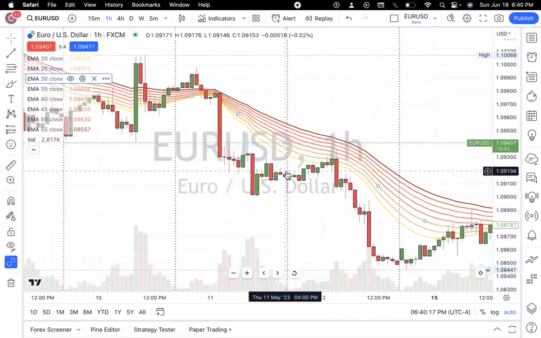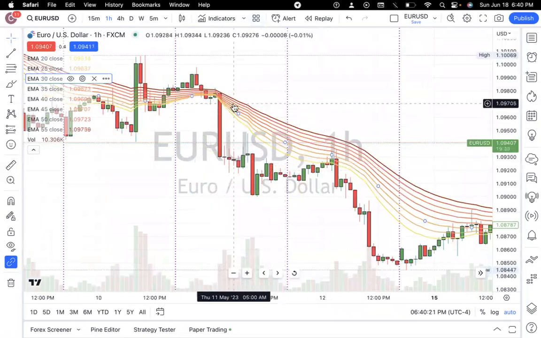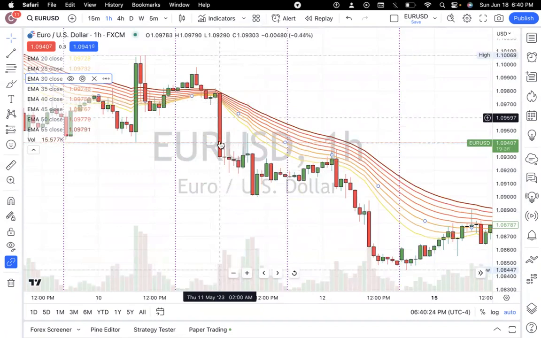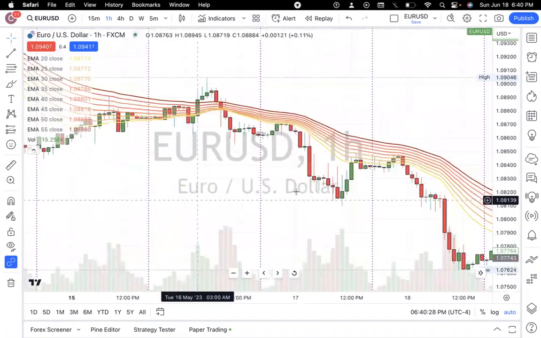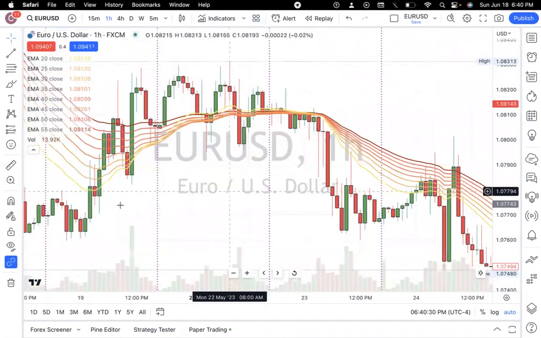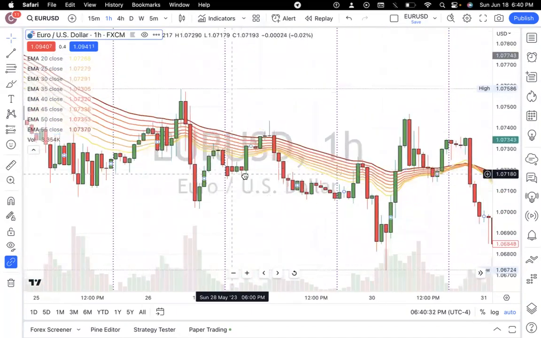You know, with WebSlinger, just a throwback from my IM Academy people, candles falling under the, it wasn't EMAs, they were just lines. Candles falling under the lines. Sell. Look at that. Sell, sell, sell, sell.